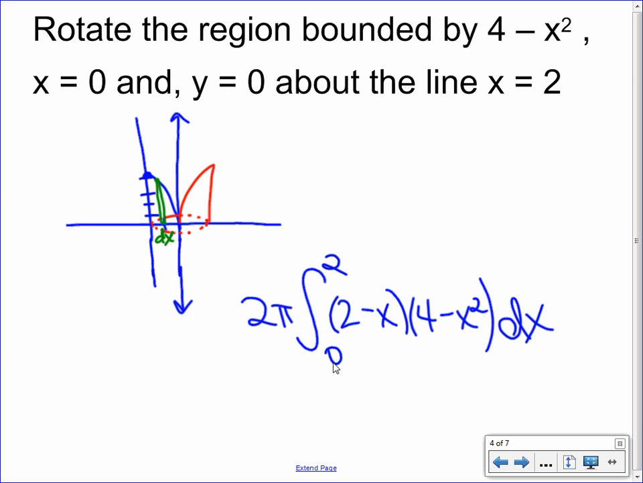How did you get 2 minus x? Because I want to know the distance right here. Okay? So if I go from right to left, the distance from here to the x-axis is 2. The distance from here to the x-axis is x. So 2 minus x. Okay. Which we're going to look at right now.